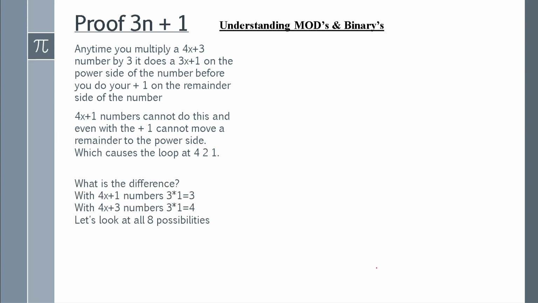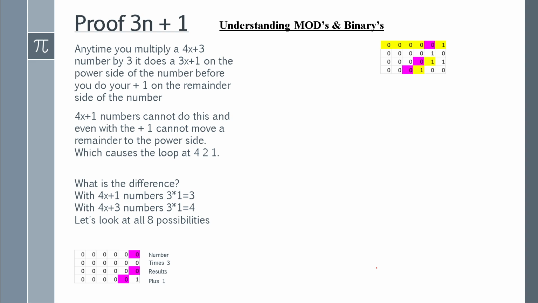Right? So what is the difference when we have a 1 mod 4 number? We're doing a 3 times 1 on the power side. With 3 mod 4 numbers, we're doing a 3 times 1 equals 4 on the power side. And so let's look at all 8 possibilities, right? We're going to give you a number multiplied by 3 and then add 1 to it, right? So we're going to get the number times 3, the result, plus 1.